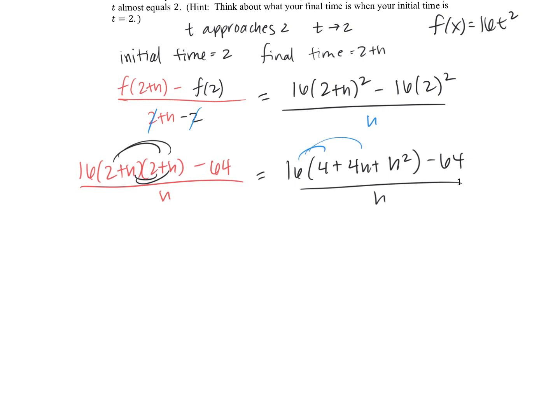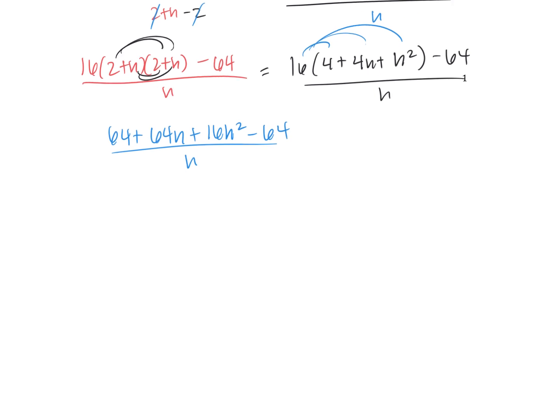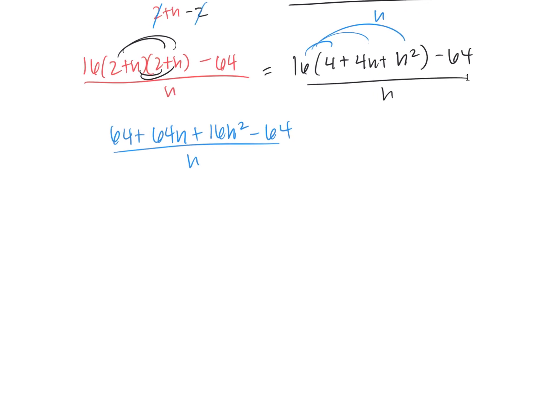Now let's go distribute that 16. 16 times 4, we've done that once. 64. Great. Plus 16 times 4h. 64h. You know it. Plus, how many h squareds? 16. You got it. Minus 64, all over h. Do my 64's cancel out? Plus 64 minus 64? I'm left with 64h plus 16h squared all over h. Lots of h's.